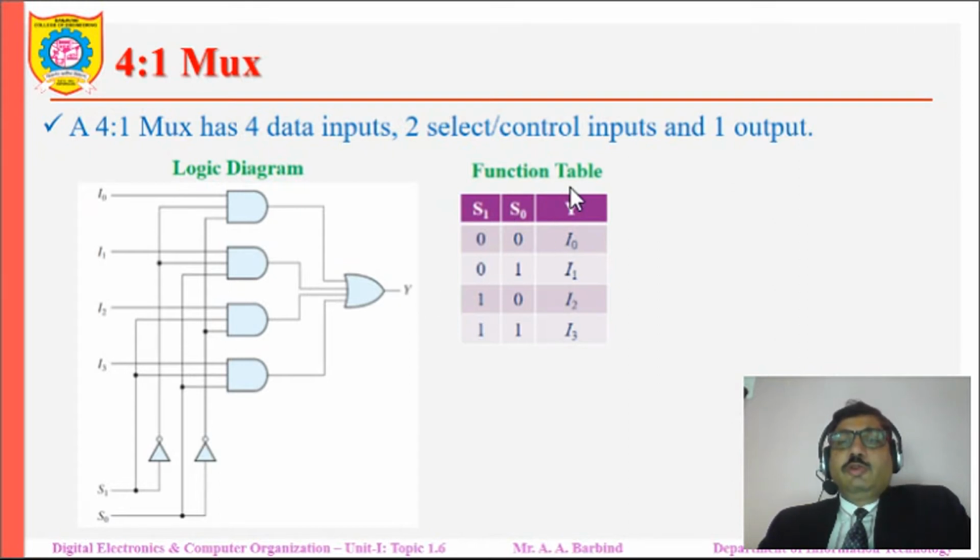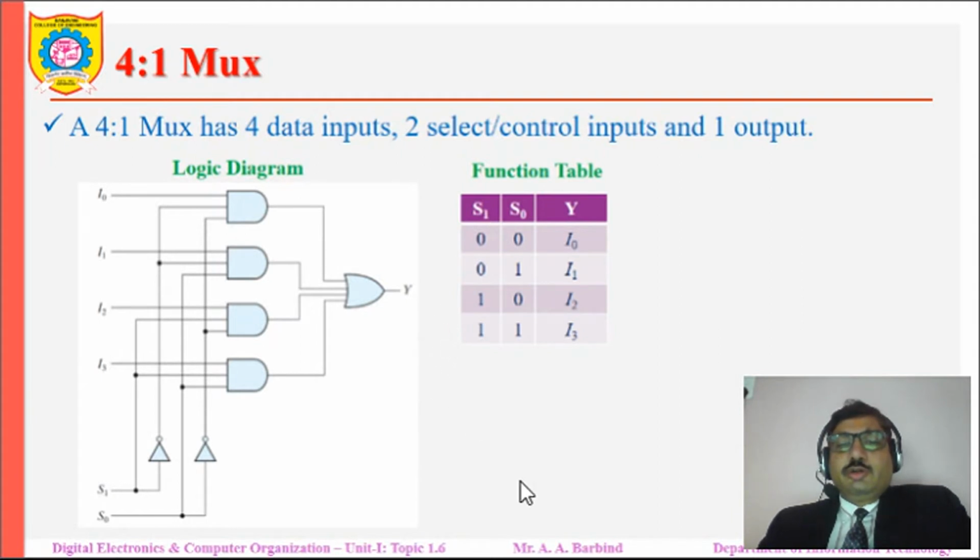This is the function table for this 4 is to 1 multiplexer. When S1 and S0 are 0, 0, the output of the 4 is to 1 multiplexer is I0. When S1 and S0 are 0, 1, its output is I1. When S1 and S0 are 1, 0 respectively, then the output is I2. And when S1, S0 are 1, 1, then the output is I3. This particular circuit of the 4 is to 1 multiplexer gives the required output as per the function table.